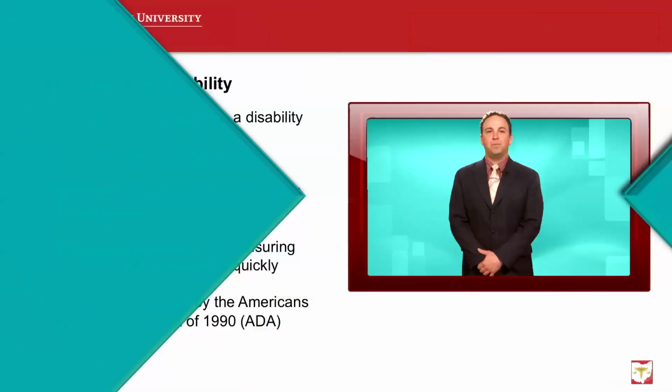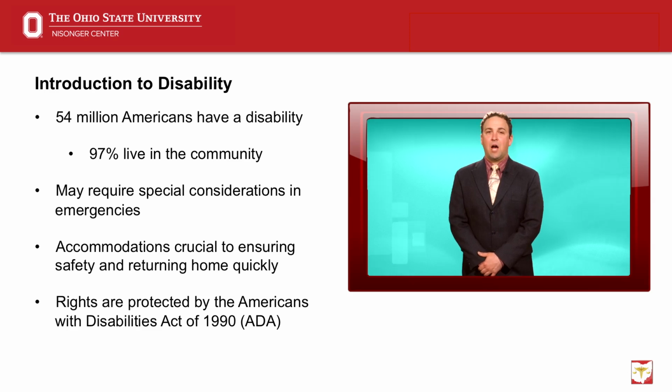Introduction to disability. Disability is not an uncommon occurrence. In fact, 54 million Americans have some kind of disability. As mentioned earlier, that is 1 in 5 people in the United States. Additionally, 97% of people with disabilities live in the general population, and many of these people have functional needs, which will require special considerations in emergency situations.